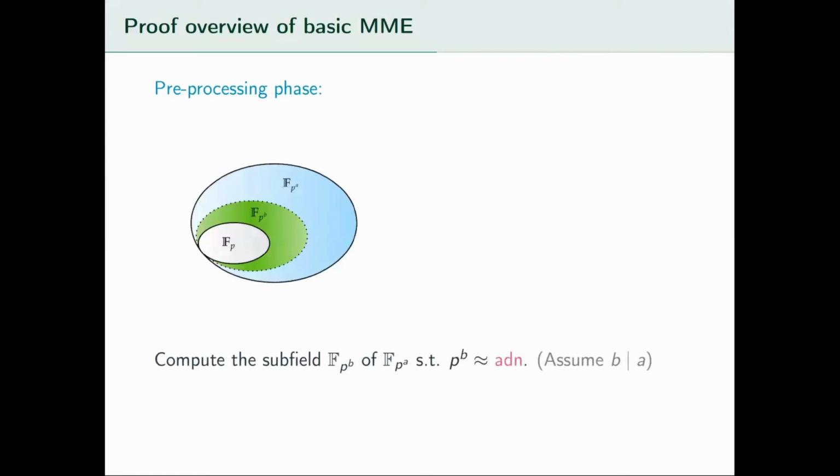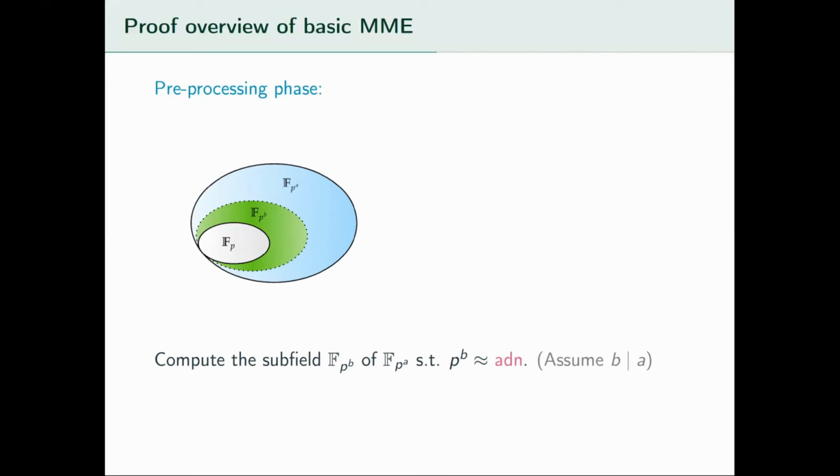And why such a field must exist? We are assuming that B divides A, and that's why it exists from elementary field theory. But note that this B dividing A should not be considered as some real constant here. Rather, we are just assuming it for simplicity.